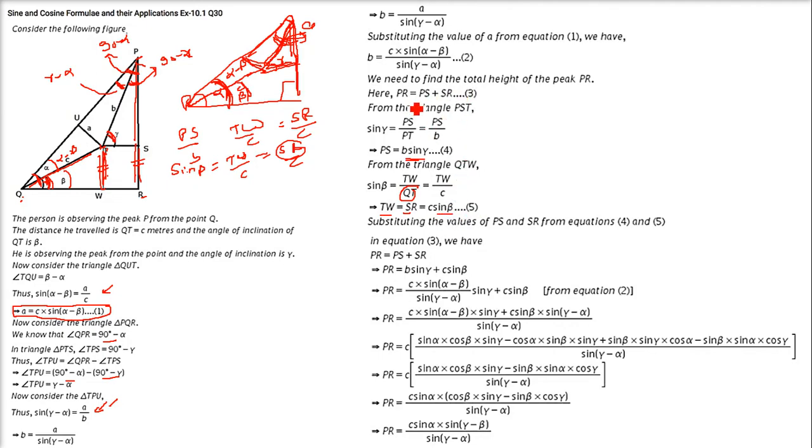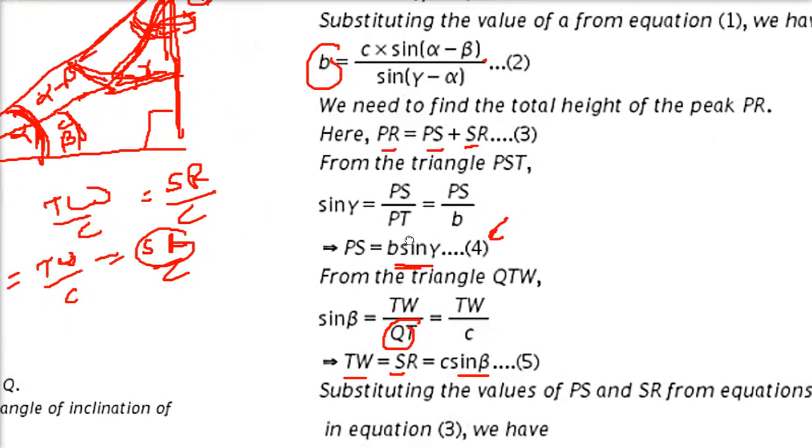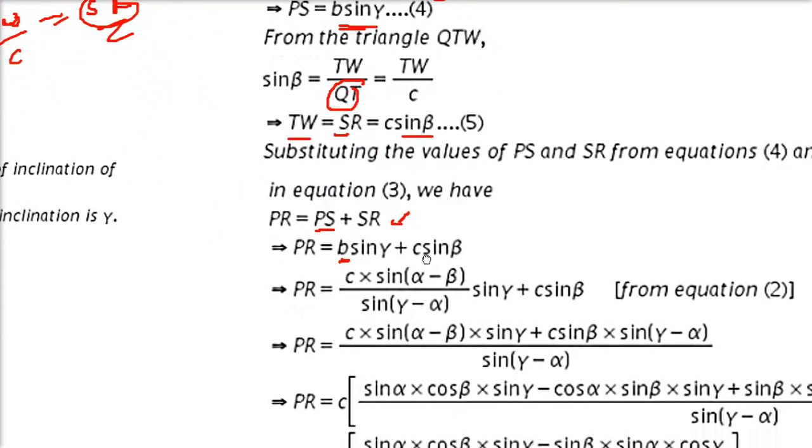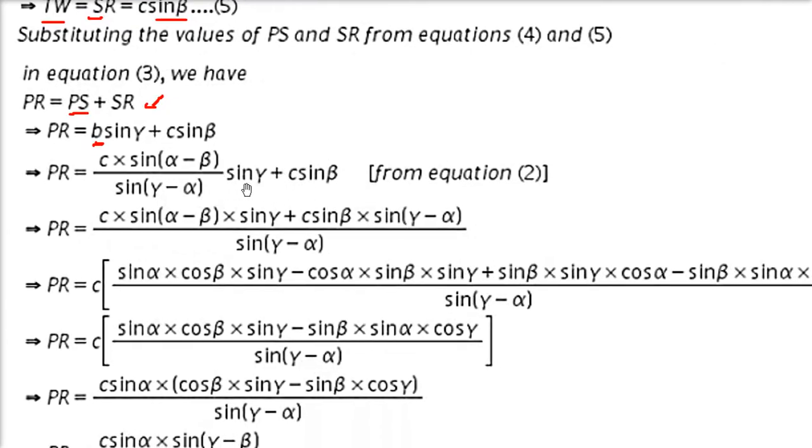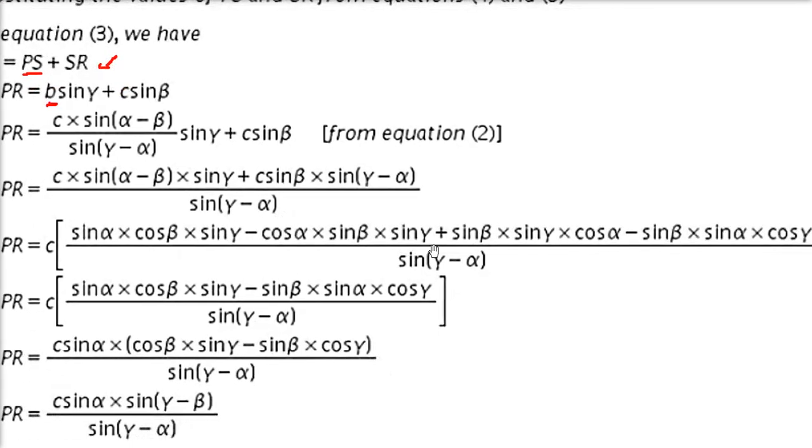So now, PR equals PS plus SR. In place of PS we are writing B sine gamma, and in place of SR we are writing C sine beta. Now in place of B, put this one. What do you get? This equation. Now we'll take the LCM, so sine gamma minus alpha comes in the denominator also.